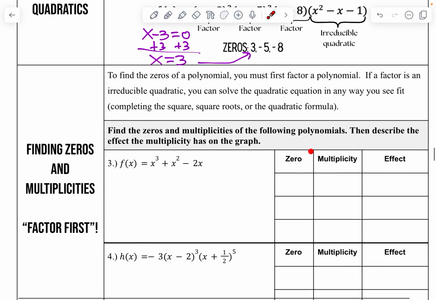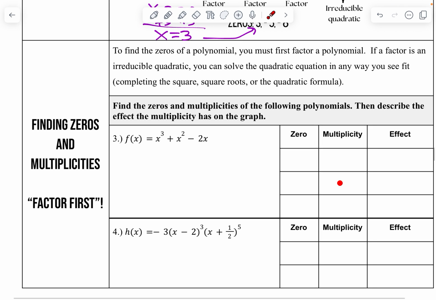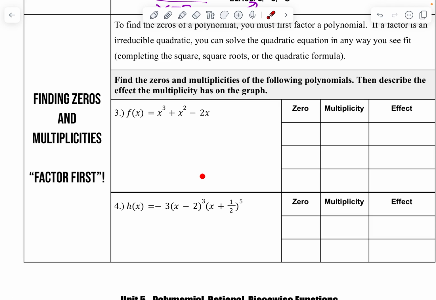To find the zeros of a polynomial, you must first factor the polynomial. If a factor is an irreducible quadratic, you can solve the quadratic equation in any way you see fit: completing the square, square roots, or quadratic formula. So we're going to find the zeros and multiplicities of the following polynomial, and then we're going to describe the effect the multiplicity has on the graph.